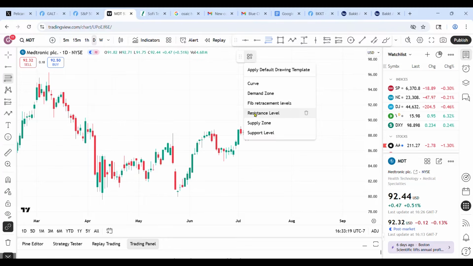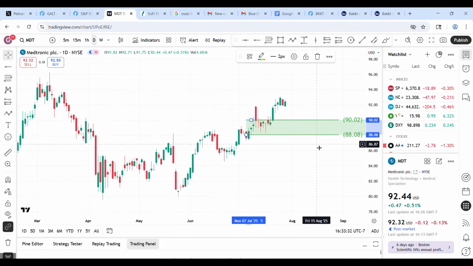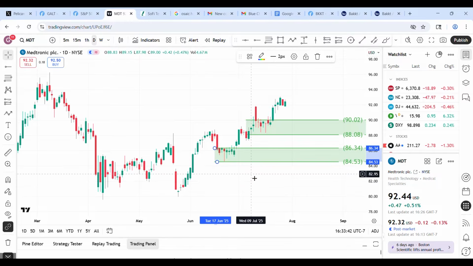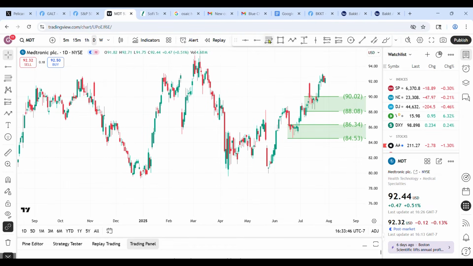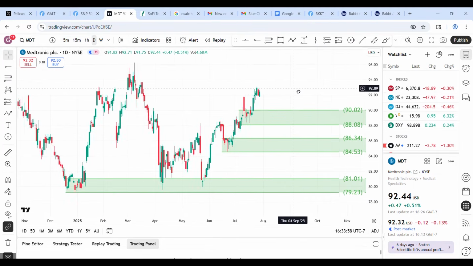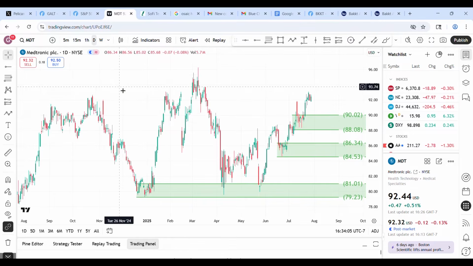Now there is a support level right here in the 90.02 to 88.08 price range. There's another support level right here in the 86.34 to 84.53 price range. And then there's a pretty solid looking support level much lower down here. We bounced off this level a couple times, and that's the 81.01 to 79.23 price range. So three support levels to consider for a trade, or maybe if we can get a pullback for a longer term position.